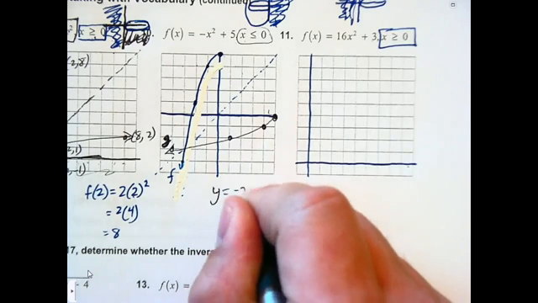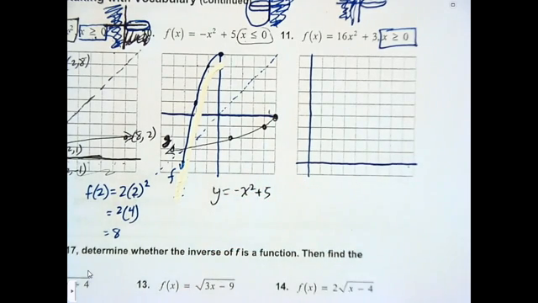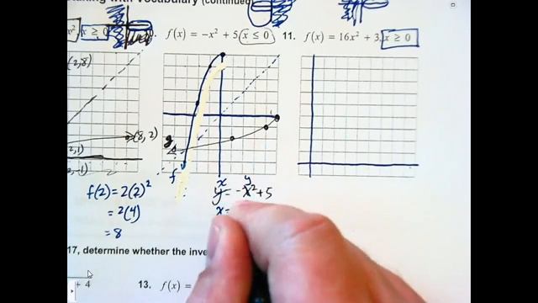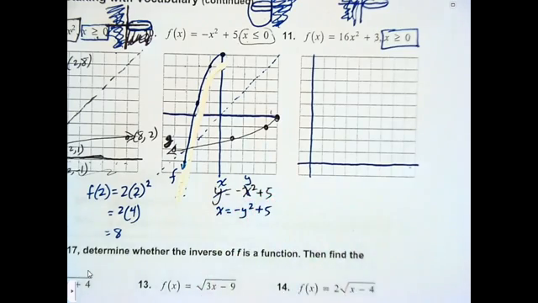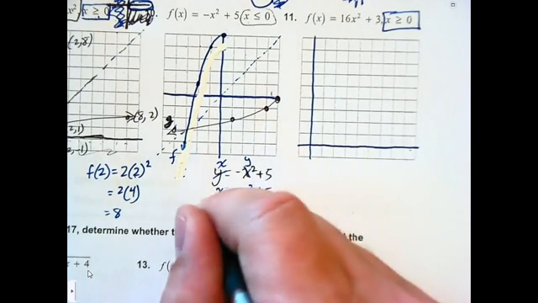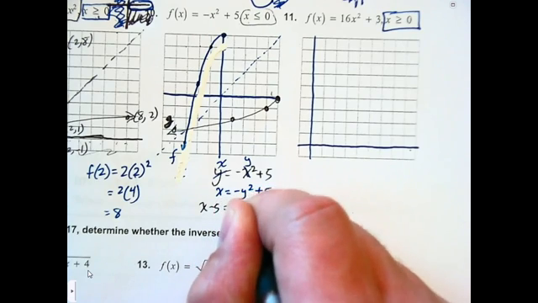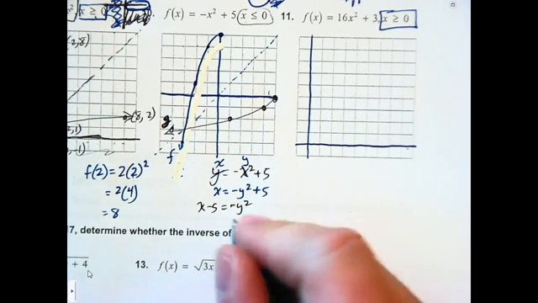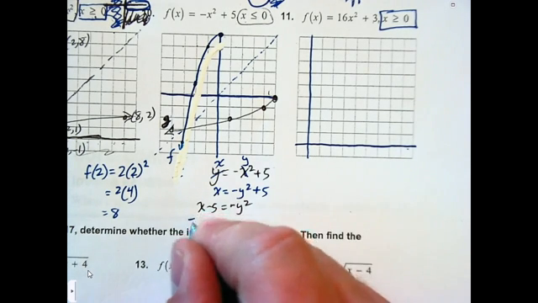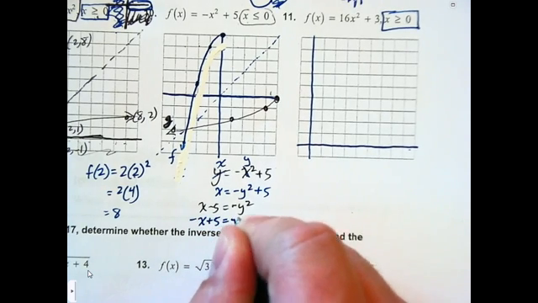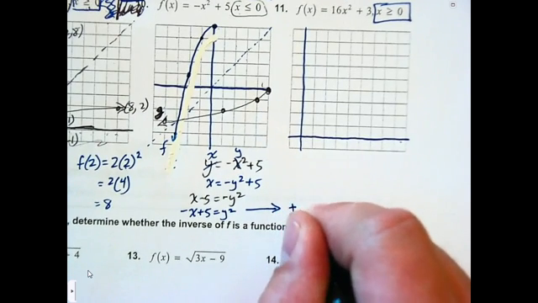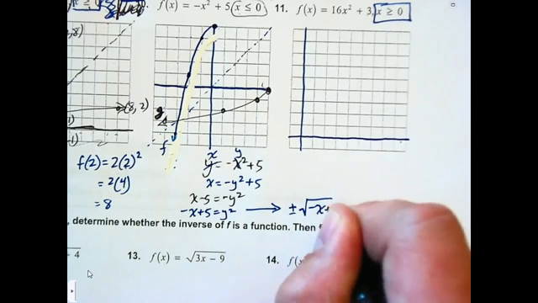So y equals negative x squared plus 5. We're going to have to switch our x and y values. This becomes x. This becomes y. So we get x equals negative y squared plus 5. What's the first step? Subtract 5. x minus 5 equals negative y squared. What's the next step? Divide by negative 1. Negative x plus 5 equals y squared. And we take the square root. Plus minus the square root of negative x plus 5 equals y.